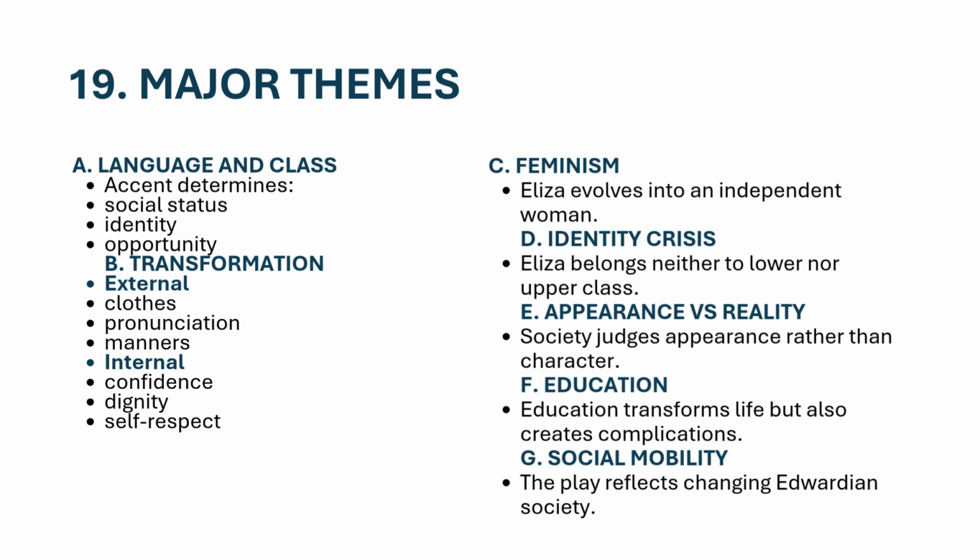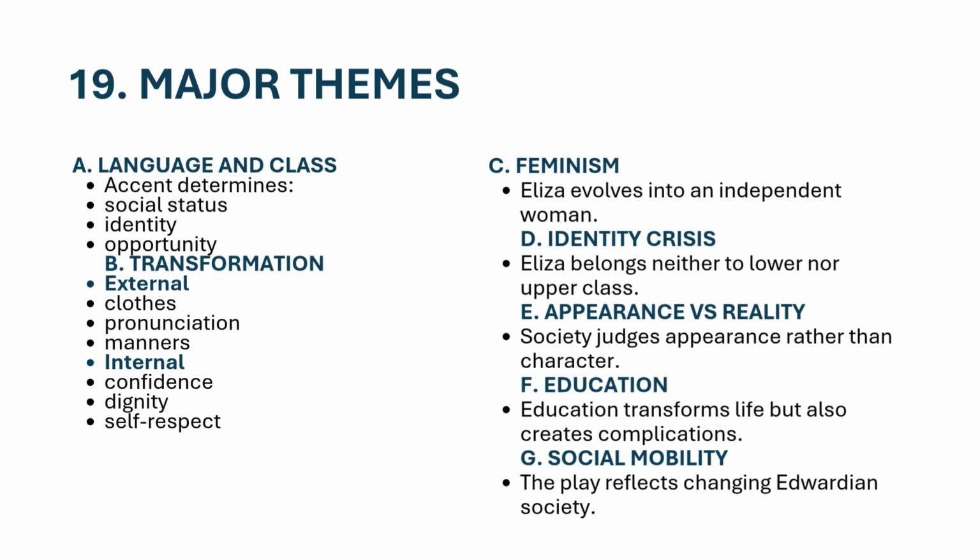At the same time, she is not completely accepted by the upper class because she was not born into it. As a result, she belongs fully to neither world. This creates an identity crisis. She repeatedly asks what her future will be and where she truly belongs. Shaw uses this conflict to show that social transformation is often more complicated than it appears.